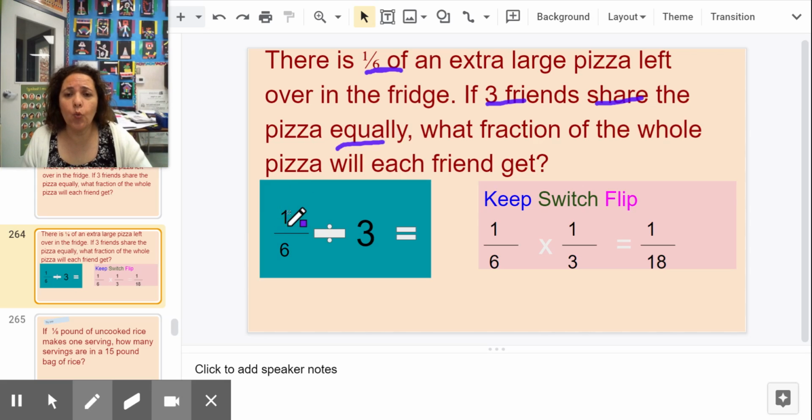So in this case, it's 1/6 divided by 3, which we keep the 1/6. We switch the division to multiplication and we flip the 3. Remember, this could be 3/1. We switch to the reciprocal, 1/3, and then we just multiply. 1 times 1 is 1, 6 times 3 is 18. 1/18. So each friend will get 1/18 of the pizza.